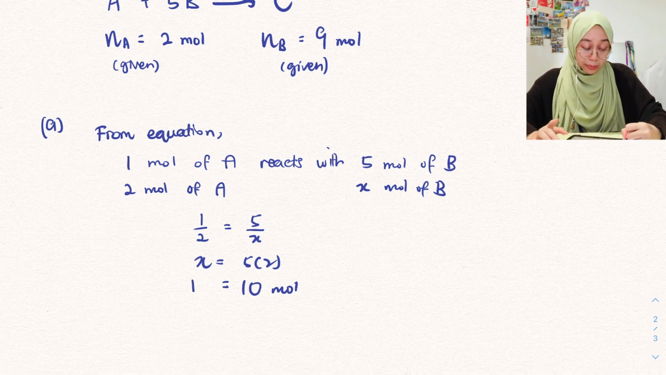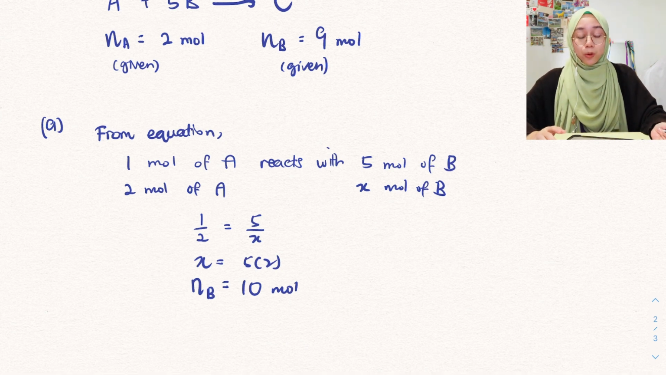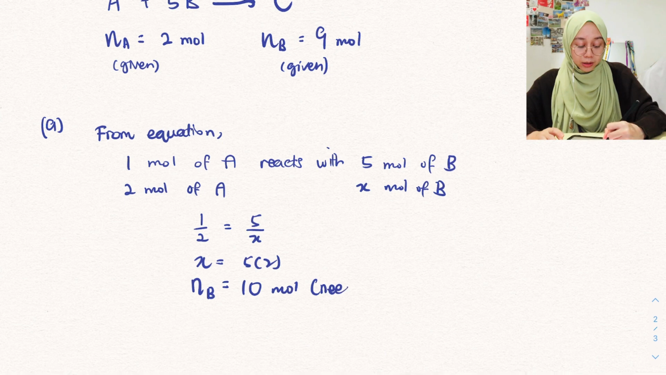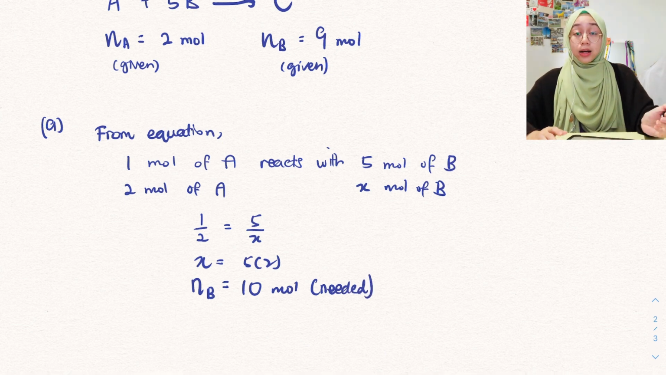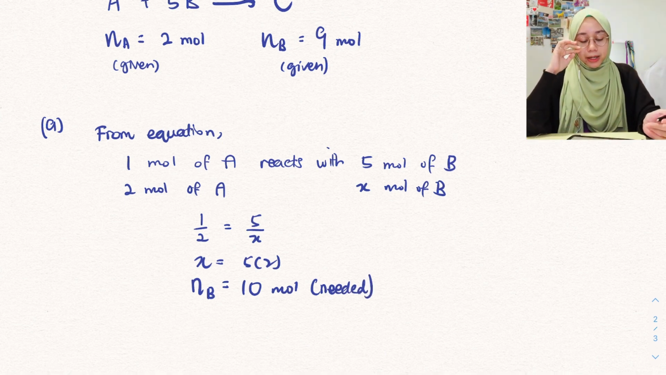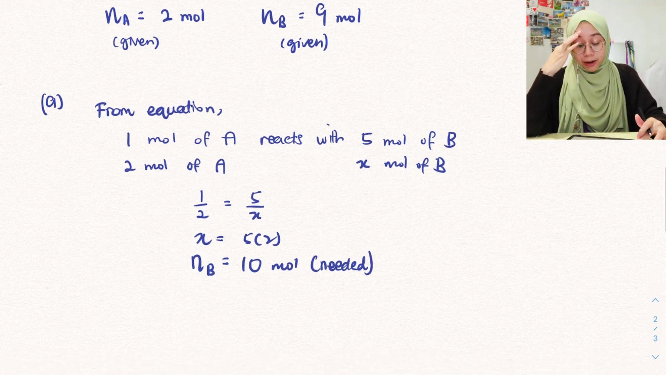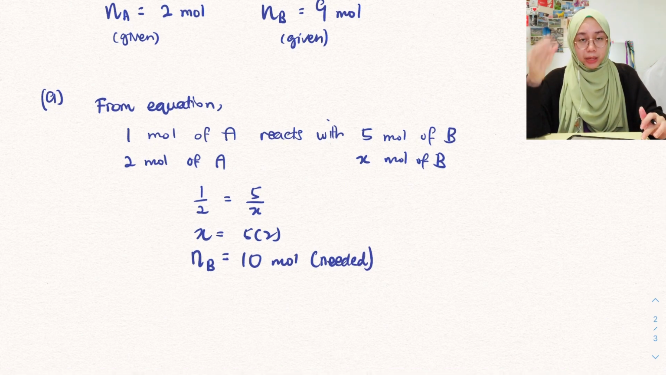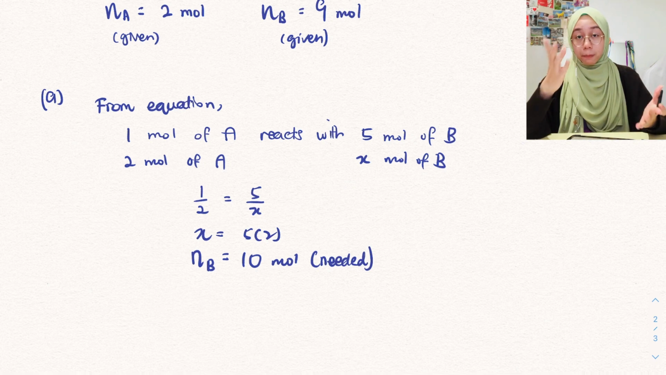Okay, so labelkan, label please. Okay, so ini adalah mole untuk B, so given kan needed ni, this is a needed mole. Okay, keep in your mind that the unknown mole yang kamu dapat daripada kamu punya stoichiometry relationship ni, that is the needed mole. Okay, so if kita ada 2 mole of A, we need 10 mole of B. However, do we have 10 mole of B? So let's compare untuk tahu dia adalah limiting ataupun excess.